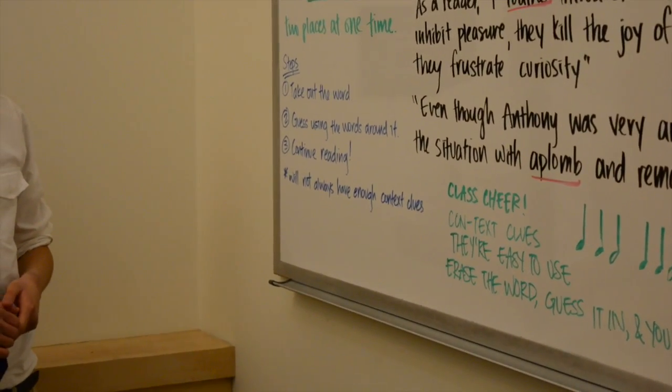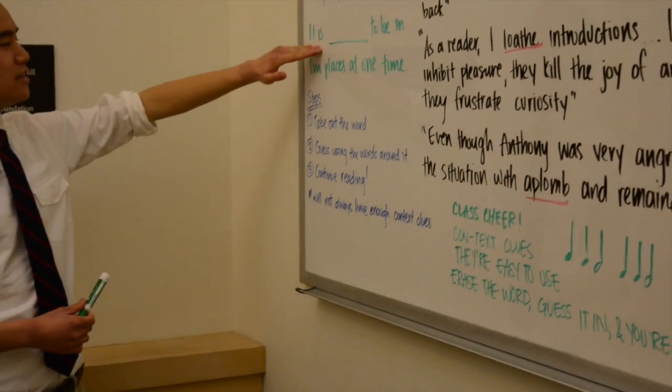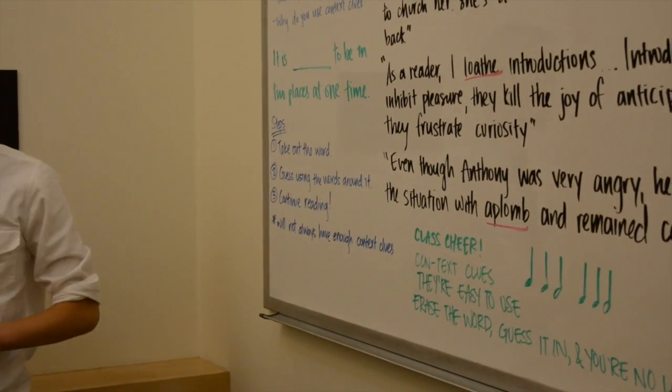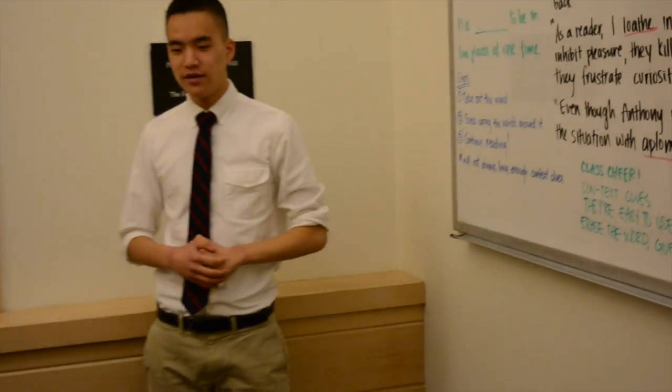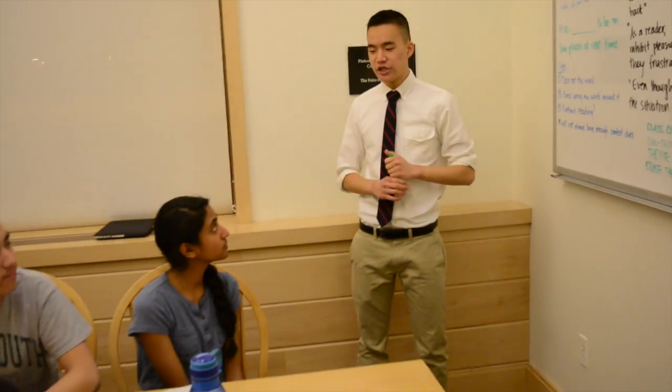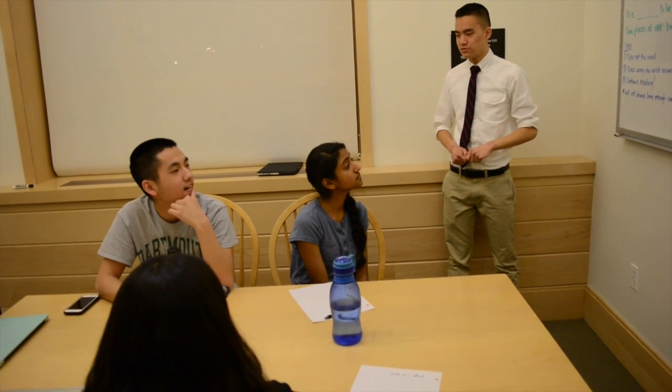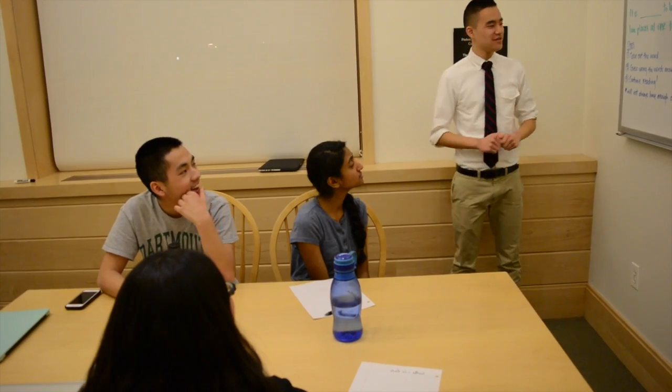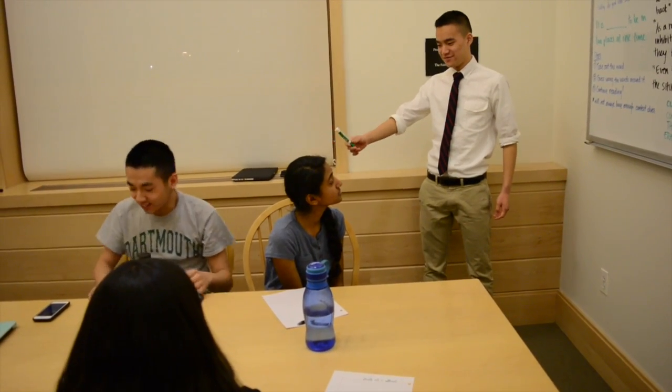So the blank is, it is blank to be in two places at one time. Does anyone want to say what they think the word might be, or might be suggesting? Yeah, Matt. I think it might mean that it's not possible to be at two places. Perfect. So what's a word that means not possible? Could be impossible. Awesome. So yeah, do you want to write that in?